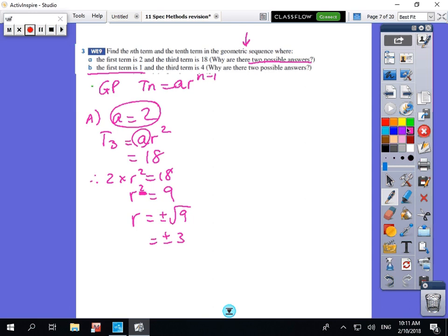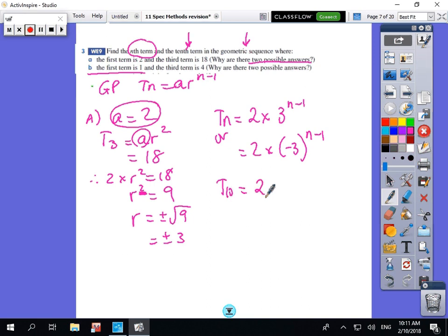And so the question then becomes, what are the two possible answers? So we're going to find the nth term. So Tn equals 2 times 3 to the n minus 1, or 2 times minus 3 to the n minus 1. And we've got to find the 10th term. So I won't get all the way through it. So 2 times 3 to the 9, or 2 times minus 3 to the 9. So you wouldn't have to multiply out, but they're the two answers. One's going to be a plus and one's going to be a minus.